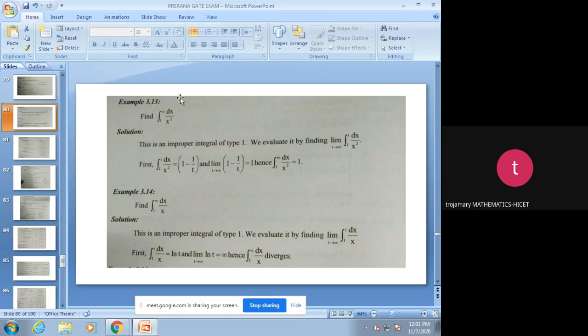Find integral 1 to infinity dx by x square. It is an improper integral. We can solve it using the formula. If you shift x square to the numerator, that is x power minus 2. So x power n plus 1 by n plus 1. Then applying the limit, we get 1 minus 1 by t. Applying the limit, we get the value 1. The value is finite. Therefore, this integral converges.